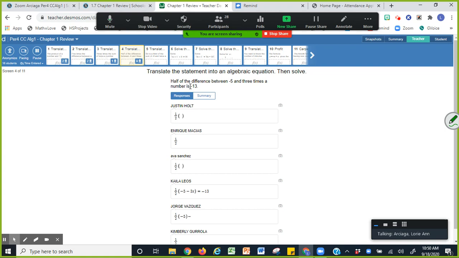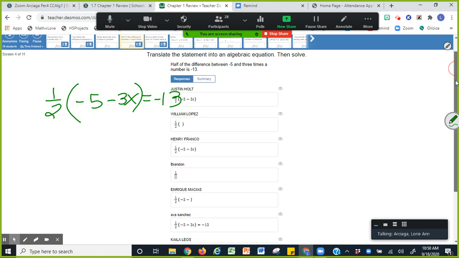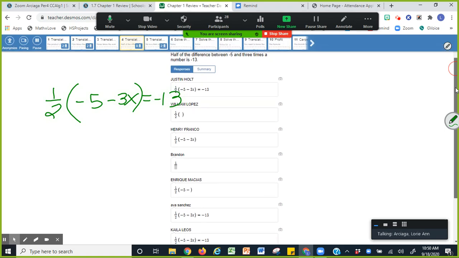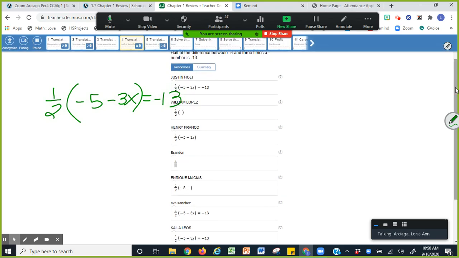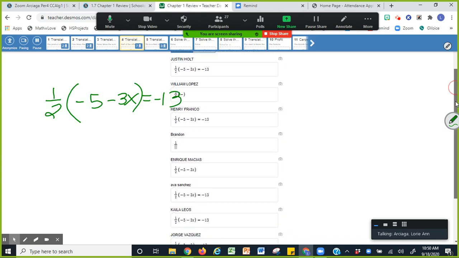Okay. So translate half. So 1/2. The difference. So the difference is minus between -5. That's nice, Ava. And Kayla, all right, minus 3x is -13. I think you guys are ready for your test. Okay, now I feel guilty. I think I underestimated all my classes. Here we go, still reviewing when you guys are so ready.